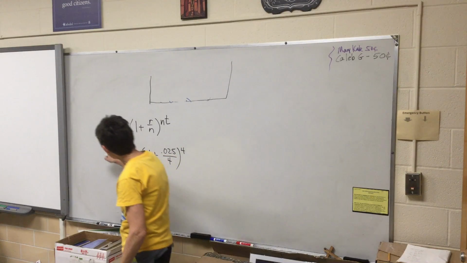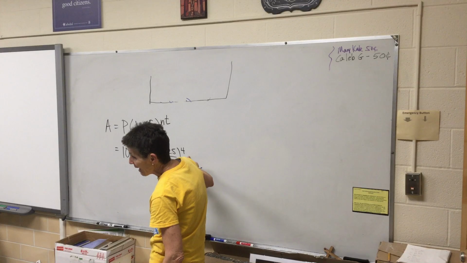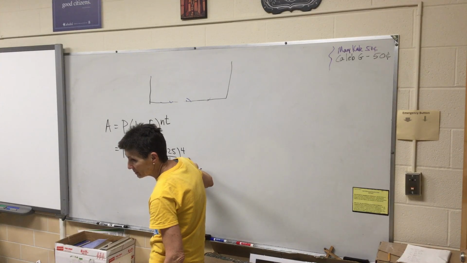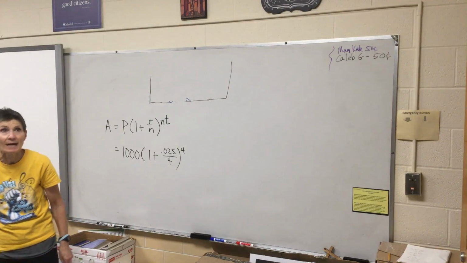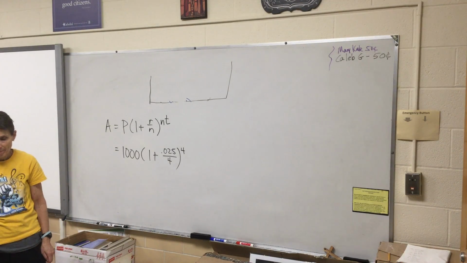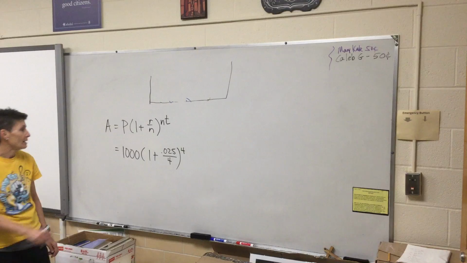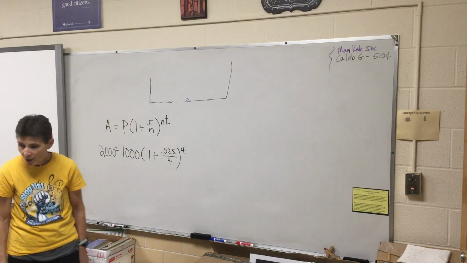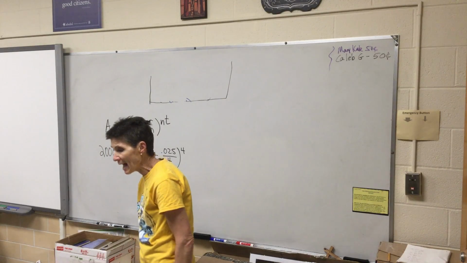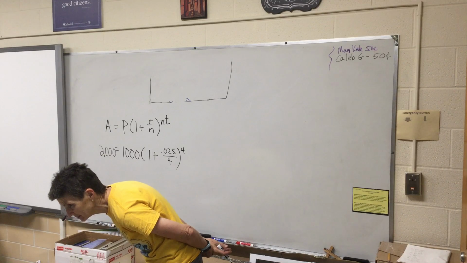Now I'm missing an A and I'm missing a T. I have to know one of those to do the problem. Which one do I know? Do I know my ending amount or do I know my time? Ending amount would be 2,000. Very, very good. We know the ending amount is 2,000 because the problem tells me I'm doubling, right?